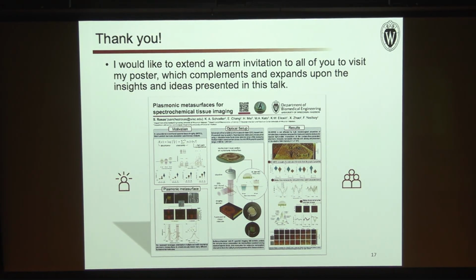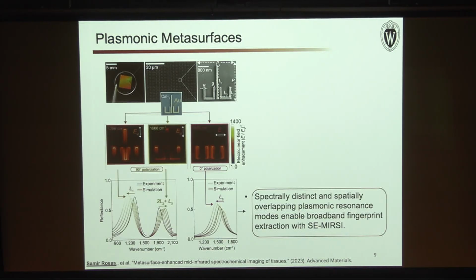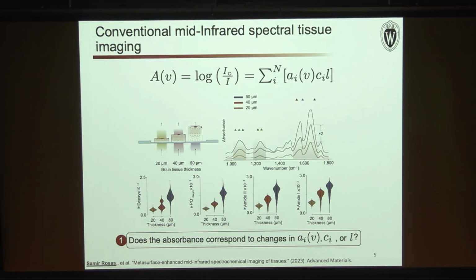Maybe I missed it. What type of enhancement do you get with the metasurface? So the main idea is that when you try to image a tissue sample using conventional mid-infrared light, you are going to go through the sample, right? And then you are going to have absorptivity, you are going to have the concentration, and you are going to have a change in the path length, right? So all these three components come into your signal, and then you don't know which one is affecting your measurements.